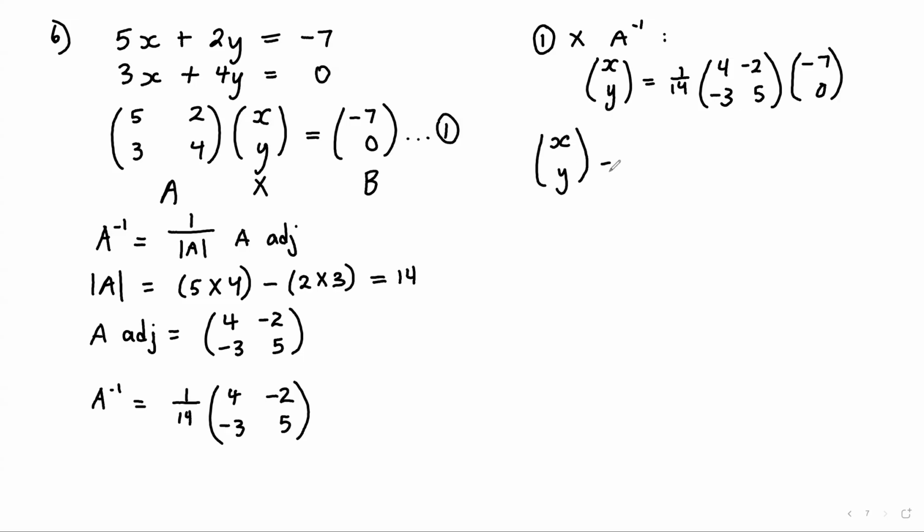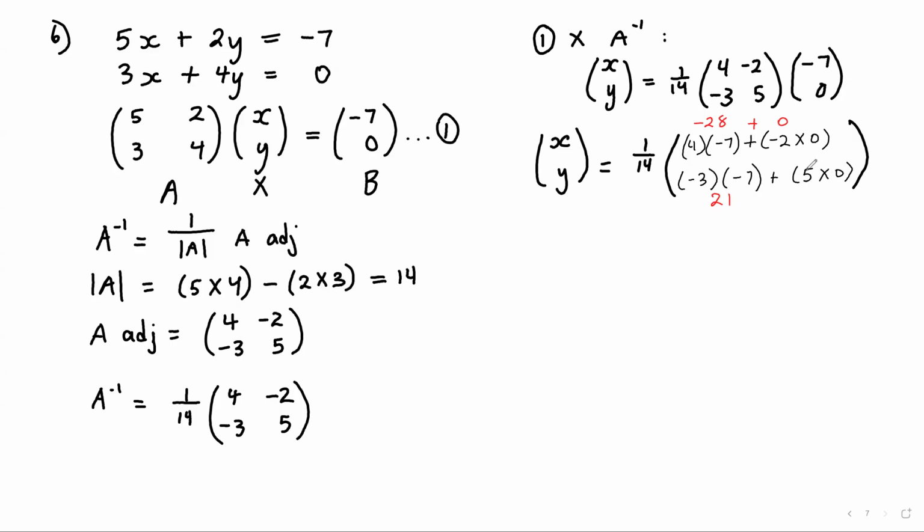So x, y is equal to 1 over 14 by, we'll say, row times column. So 4 by -7 plus -2 times 0. And then row by column again. So that'll be -3 by -7 plus 5 times 0. And all of that will give me, let's see, 4 times -7 is -28. 2 times 0, 0. -3 times -7 is +21 plus 0.